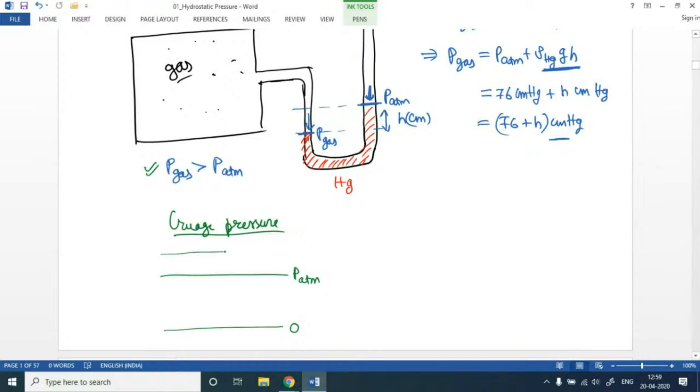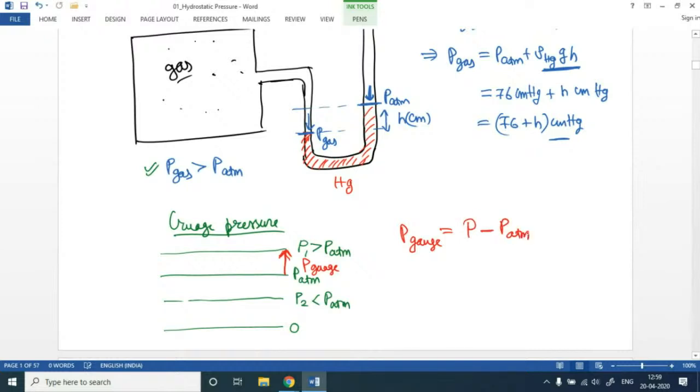Let's say some gas pressure we are talking about at this level, like P1. This P1 clearly is greater than P atm, and let's have another level here, P2, which is less than P atm. Gauge pressure simply measures how much excess the pressure is over the atmospheric pressure. So this value is basically gauge pressure. P gauge would be the absolute pressure minus the atmospheric pressure.